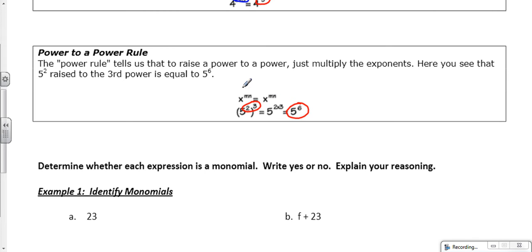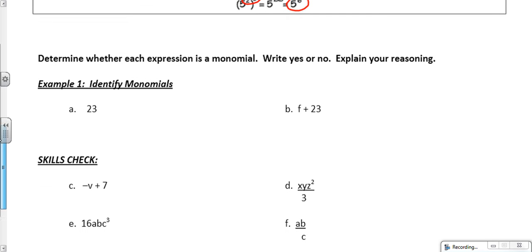I think we're missing one piece here. It should be written like x to the m, and then in parentheses, raise that to the n power, and then that can go to this statement. I think that should be written differently there. So let's see this in action here.